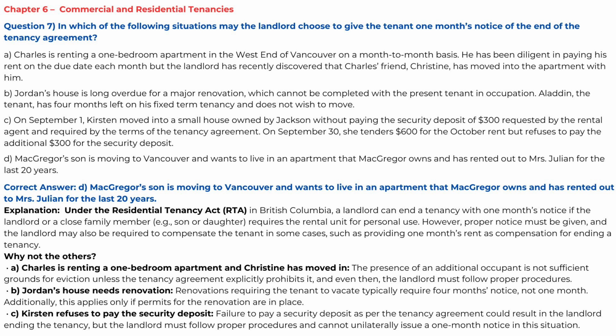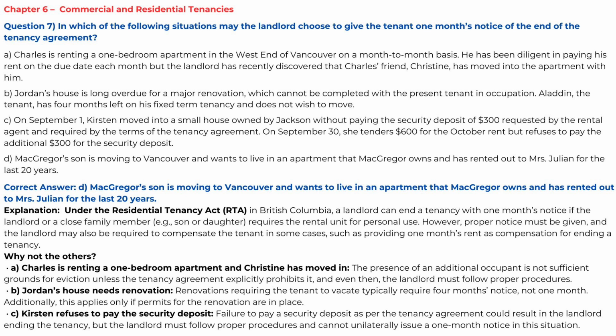Why not the others? A. Charles is renting a 1-bedroom apartment and Christine has moved in. The presence of an additional occupant is not sufficient grounds for eviction unless the tenancy agreement explicitly prohibits it, and even then the landlord must follow proper procedures. B. Jordan's house needs renovation. Renovations requiring the tenant to vacate typically require 4 months' notice, not 1 month. Additionally, this applies only if permits for the renovation are in place.